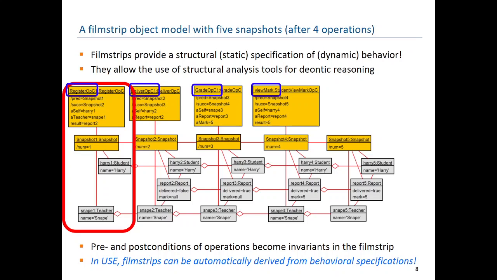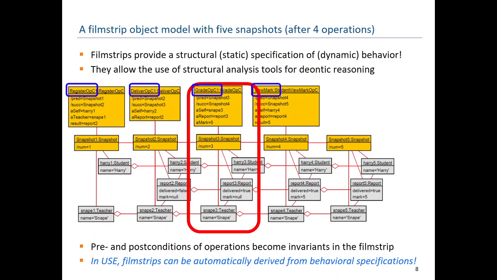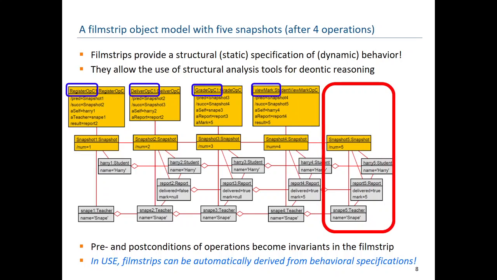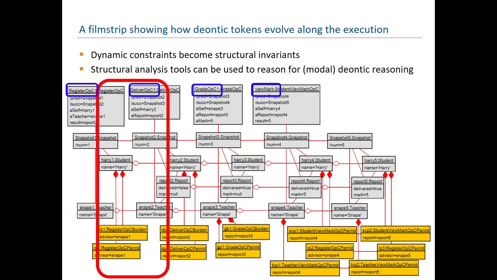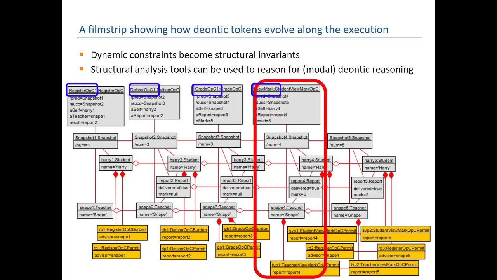In this case, we can see a sequence of 5 actions, which were those in the sequence diagram showed before. Then student Harry registered with the teacher, Snape, then delivers a report, the teacher grades the report, and then Harry sees his mark. We can see the same film strip now with deontic tokens, that is, burdens and permits added, and how they evolve. We can see how objects discharge burdens after completing actions and acquire new burdens and permits too, which should be discharged later.